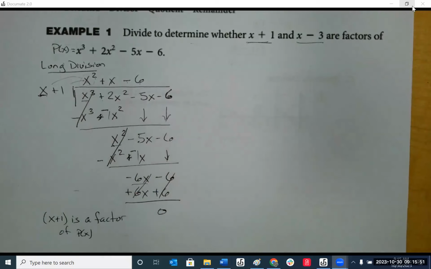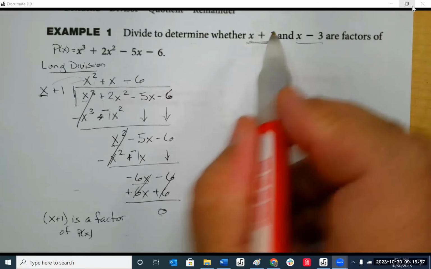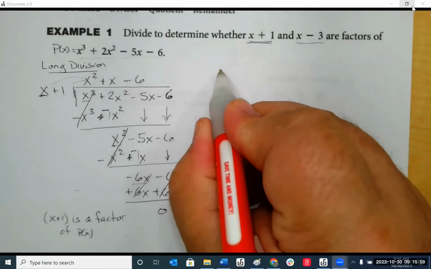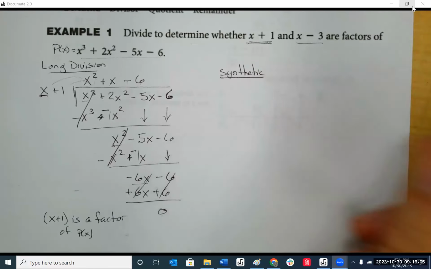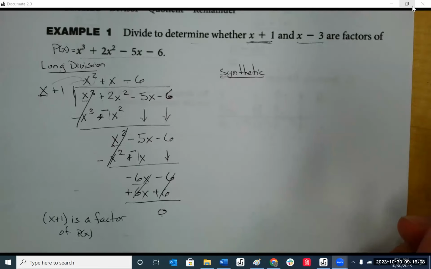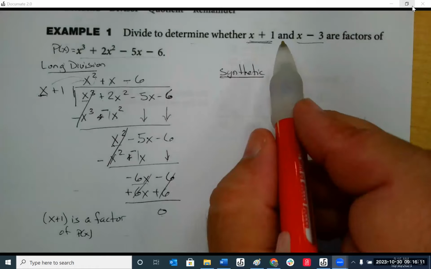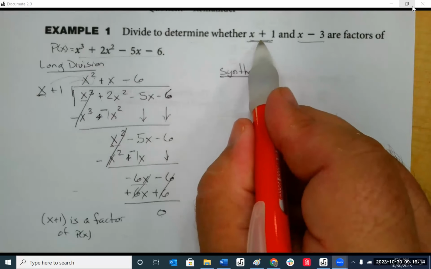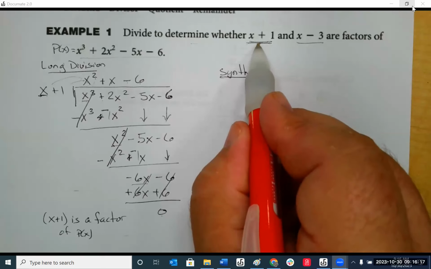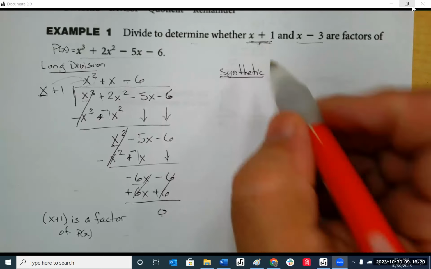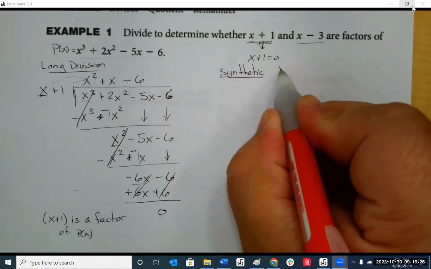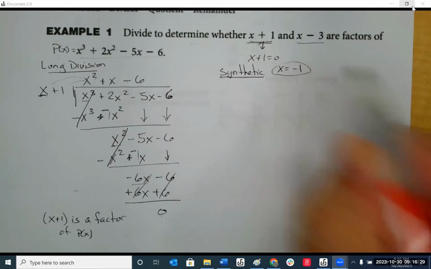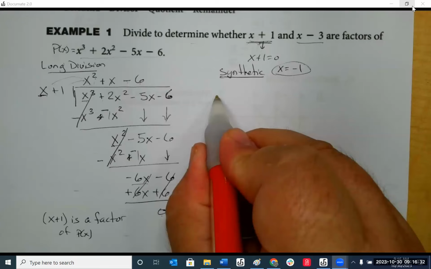Okay, so let's do the same one. Since we know it's supposed to work, let's try synthetic division. We're going to do x plus 1 again for this. So how would you set it up? What's the first thing you got to do? We have to take the divisor and set it equal to 0, and solve for x. So we get x equals -1. Because that number will go out to the side here.